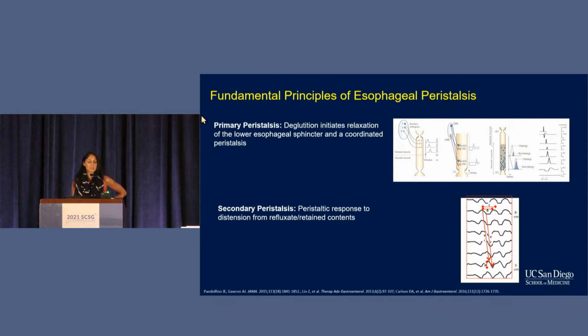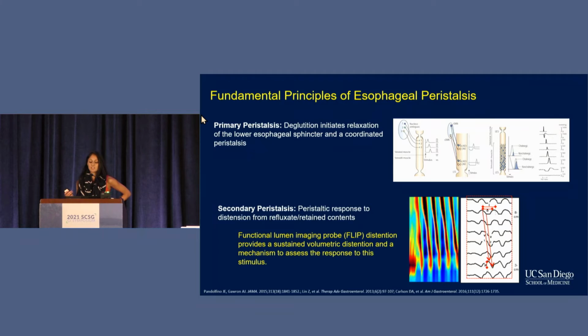However, secondary peristalsis is also very important, and this is peristalsis in the esophageal body in response to distension. So this could be refluxate or retained bolus in the esophagus. And this is what's leveraged by FLIP. So as we talk about FLIP, you'll see that with FLIP, there is a sustained volumetric distension in the esophagus, and it assesses the properties proximal to this distension.